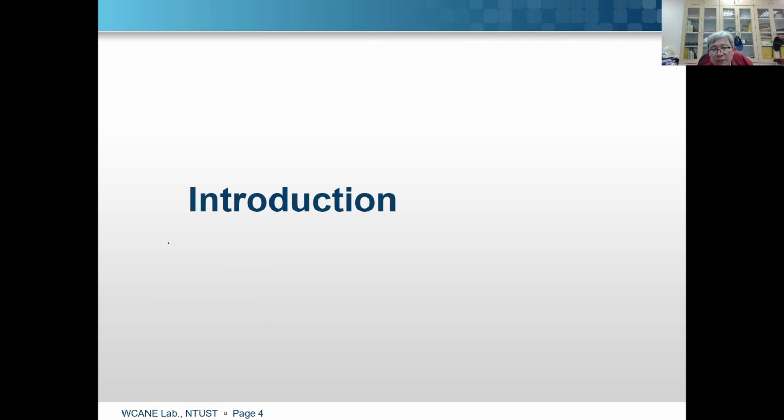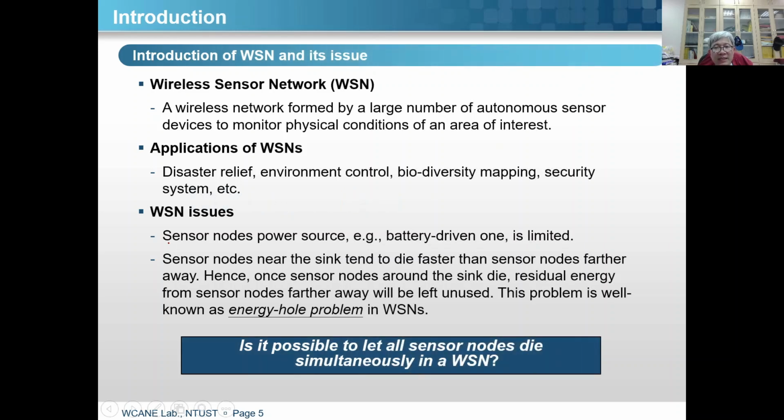First of all, introduction. Wireless sensor network. Here you can see a wireless network formed by a large number of autonomous sensor devices. A sensor network is used to monitor the physical condition of an area of interest. Possible applications of wireless sensor networks include disaster relief, environment control, biodiversity mapping, security systems, etc.